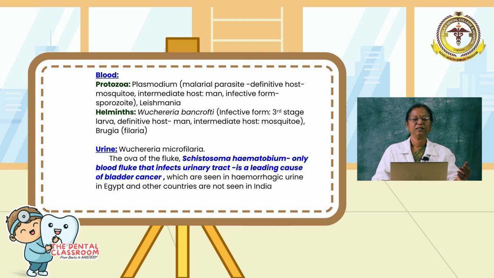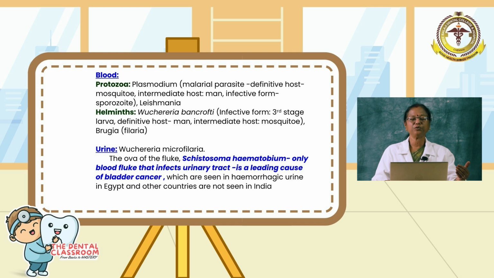In the blood, we will be able to observe the protozoans as well as the helminths. The protozoans, especially Plasmodium, the malarial parasites, different species of Plasmodium, you can observe in the blood. As you all know, for this malarial parasite, the definitive host is the insect mosquito, and the intermediate host is man, and the infective forms are sporozoites. Then you can also observe leishmania in the blood samples. When it comes to helminths, Wuchereria bancrofti, which causes elephantiasis, filariasis, can be observed in the blood, and the infective form of Wuchereria bancrofti is the third stage larva.